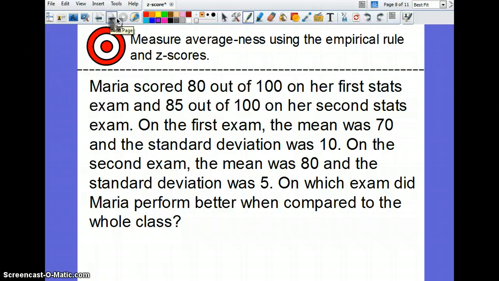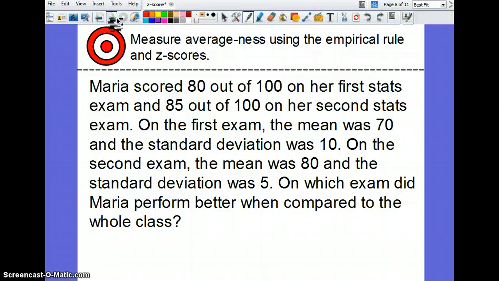Yeah, she scored 80 out of 100 on her first stats test and 85 out of 100 on her second stats test. Like any good stats teacher, they gave them the breakdown of the mean and standard deviation. So on the first exam, the mean was 70 and the standard deviation was 10. On the second exam, the mean was 80 and the standard deviation was 5. On which exam did Maria perform better when compared to the whole class?